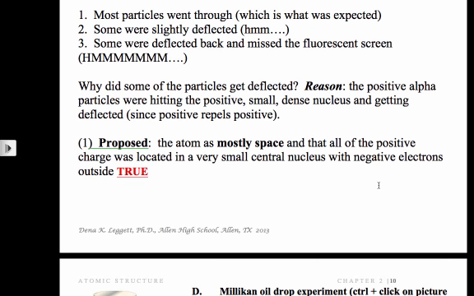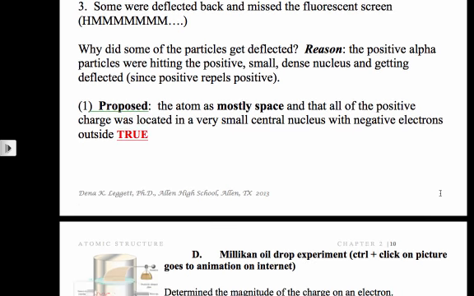Now, what was key about Rutherford's model, so go ahead and fill in your true and falses, is that he discovered that an atom is mostly space. So if you put a football in the middle of a football field, that's going to be the nucleus, and all the rest of the football stadium, including the stands and everything, would be what I like to call the electron playground.